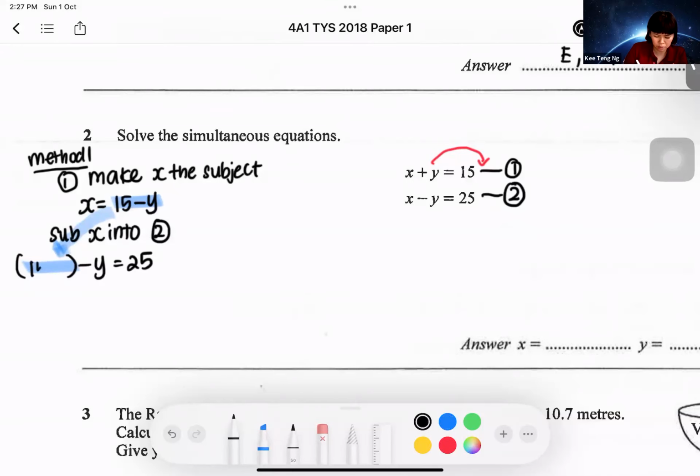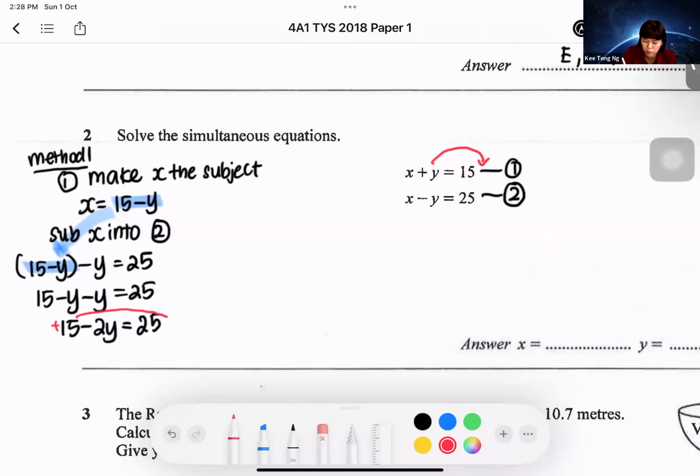So this becomes 15 minus Y, minus another Y, equals 25. Let me simplify. 15 minus 2 units of Y, not Y minus Y becomes 0. It's negative and negative, so it's negative 2. Negative 1 minus 1 more, so negative 2 units. Next, we want to keep negative 2Y, so we shift positive 15 over. We undo the addition of 15, so we minus away 15. 25 minus 15 gives you 10.